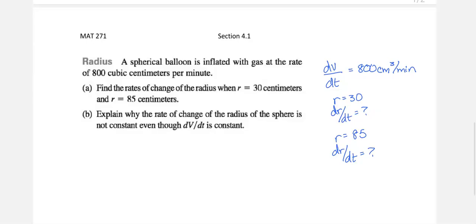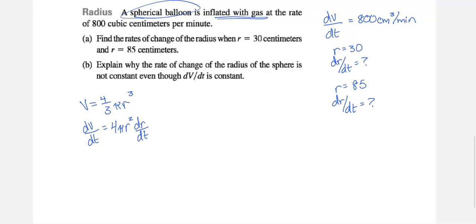We need to find an equation that ties everything together. Since we're dealing with a spherical balloon and we're filling it with gas, we're looking at volume. The volume of a sphere is 4/3 pi r cubed. I'm going to take the derivative with respect to time, so this is going to be dV over dt. This is the power rule. I'm going to bring that 3 down. 4/3 times 3 is going to be a 4, and then I'm going to multiply by dr over dt.